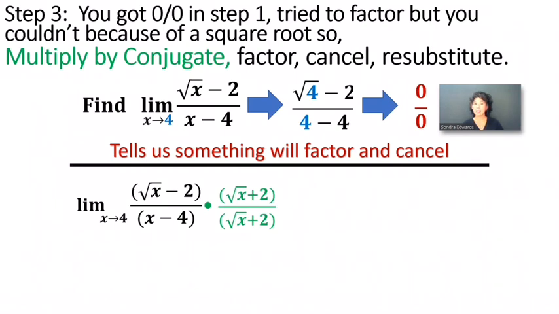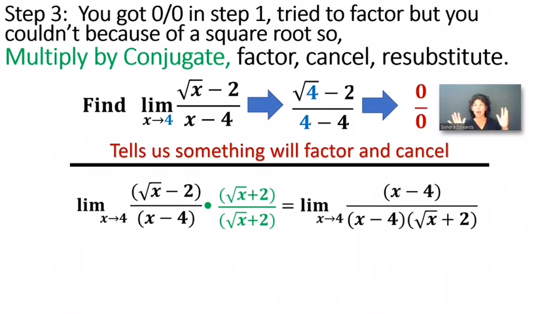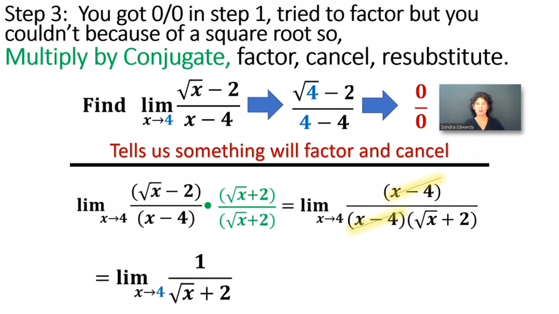All right, so FOIL together the numerators, first times first, outer, inner, last. And when you do that, you're going to end up with x plus 4 in the x minus 4 in the numerator. Voila, pretty cool. Check it out. X minus 4 is now in the numerator and the denominator, so we can cancel it. And so to finish step 3, now that we've got this to factor in a roundabout sort of way and cancel, now we can resubstitute. So I'm going to substitute in the 4, simplify, and the answer to this limit is 1/4.